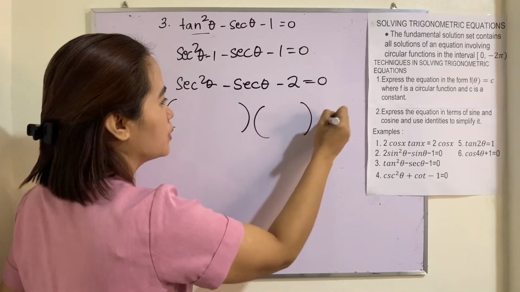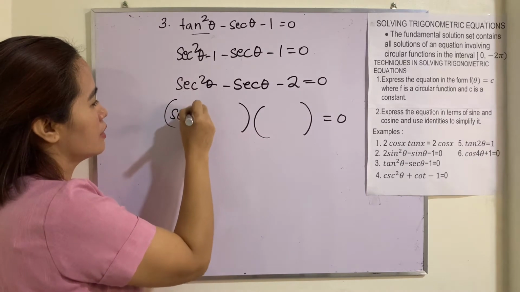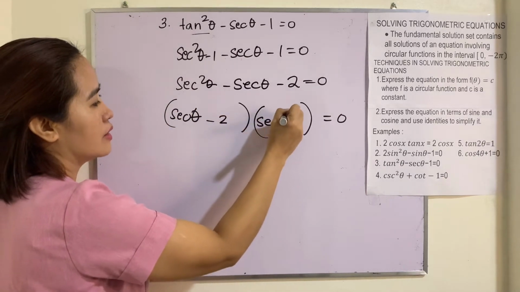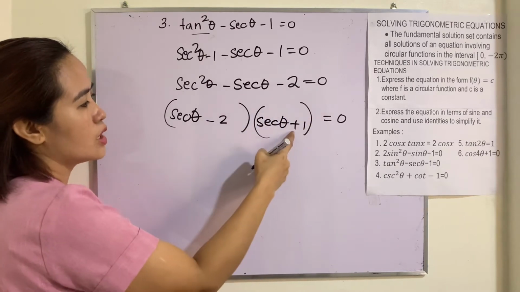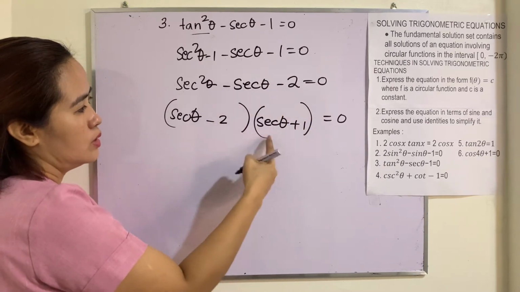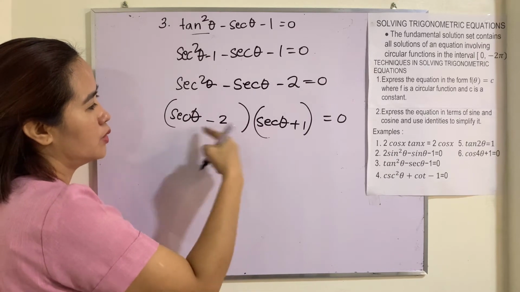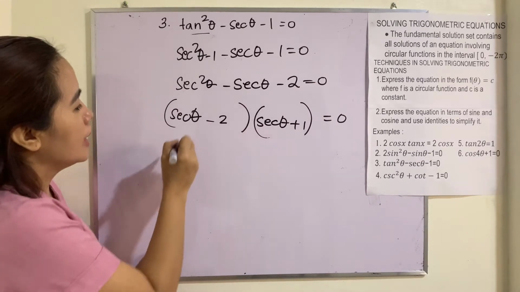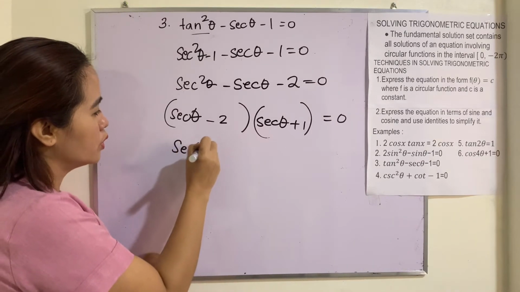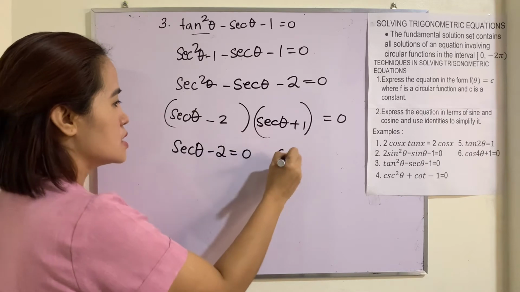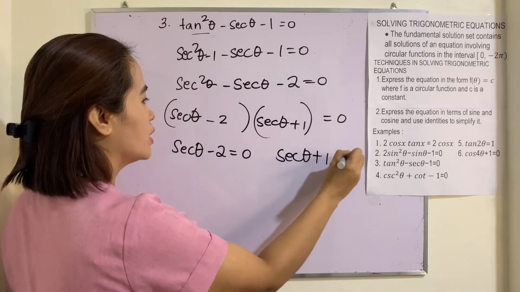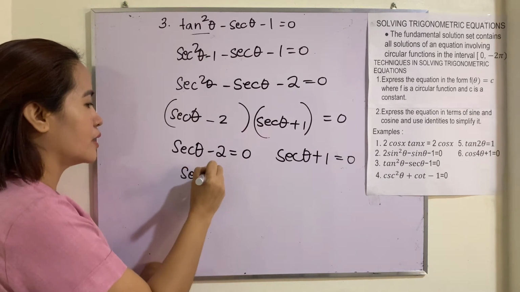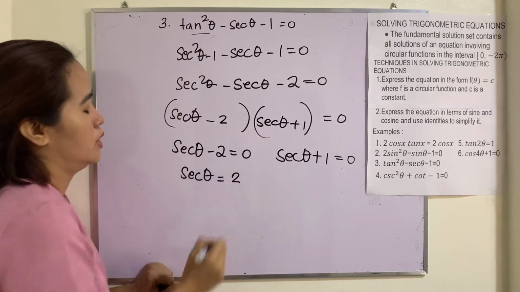So I can now factor it. This is secant theta minus 2 and secant theta plus 1. Negative 2 times positive 1 is negative 2. Adding the inner and the outer, it's negative secant theta. I can now equate each factor to 0. Secant theta plus 1 equals 0. Solving for theta here, secant of theta is equal to 2.